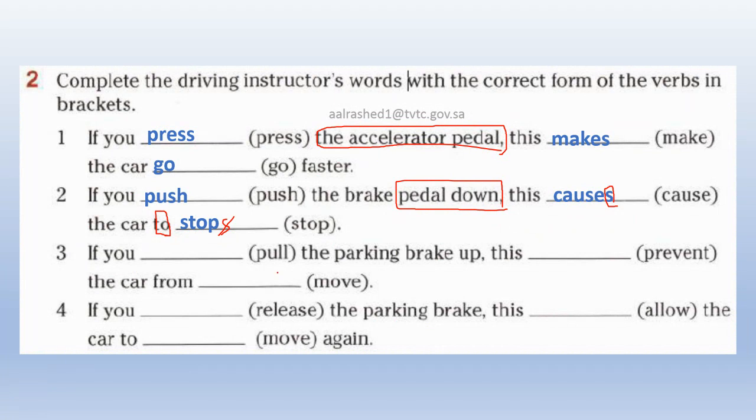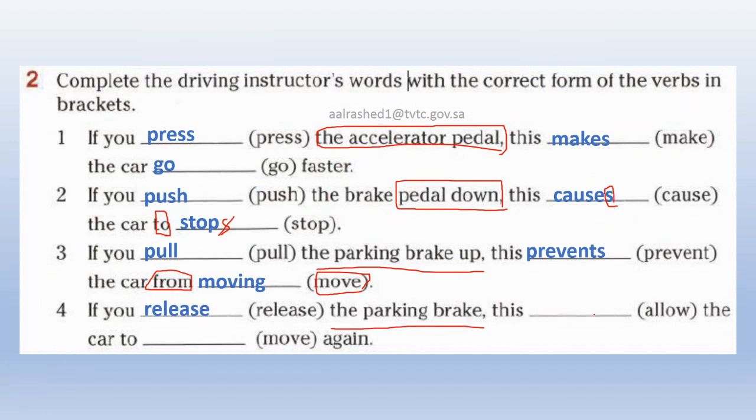Number 3, if you pull, again, because I should not put the suffix s here. The brake, this, again, there is no s here, prevents the car from. Okay, as we said before, if you use prevent or stop, you need to put the preposition from, and you need to change move into its continuous form by adding ing. Let's go to the last one. Number 4, if you release the brake, this, again, no s here, allows the car, again, I don't care whether there is s here or not, I should put the verb in its base form, no addition for s.